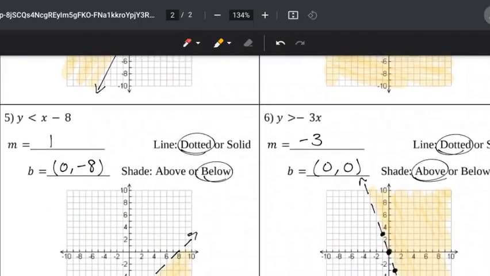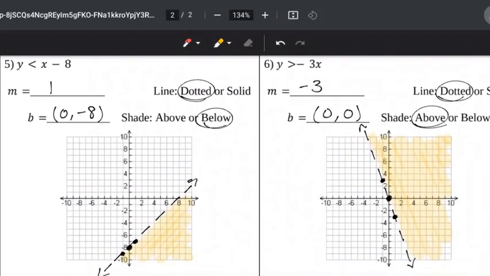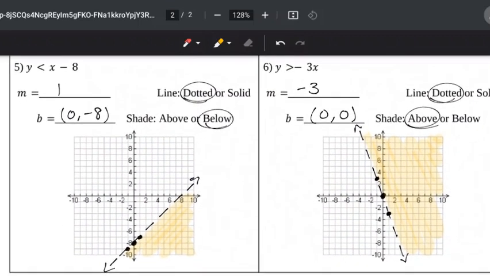All right, let's take a look at number 5 and 6. So number 5, we have our slope, let's take a look at that first, is 1. Nothing next to the x means it's a 1. And then our y-intercept is (0, -8). It is less than, there's no equal to, so it's dotted, and less than again means below the line. So take a look. Your graph should match mine. Make sure your line is dotted and there are arrows at the end.